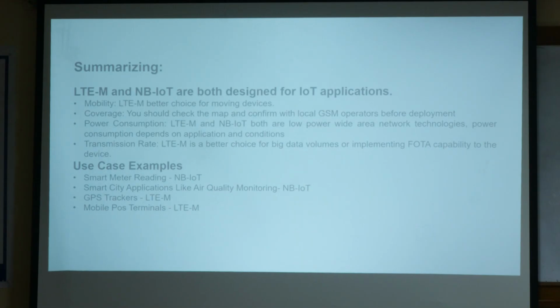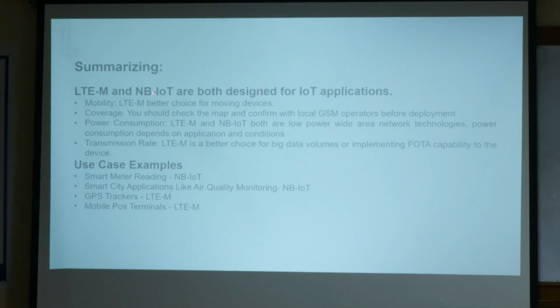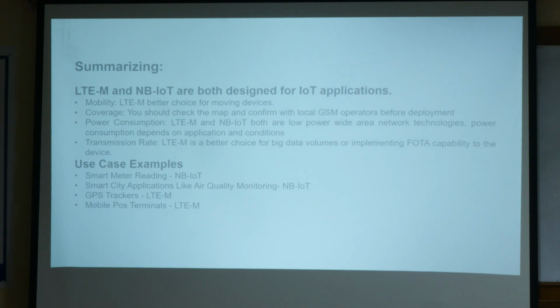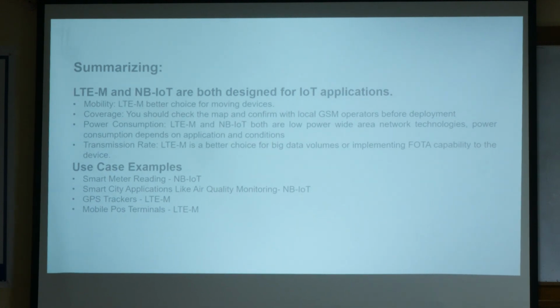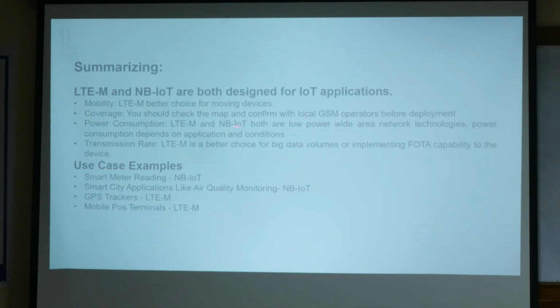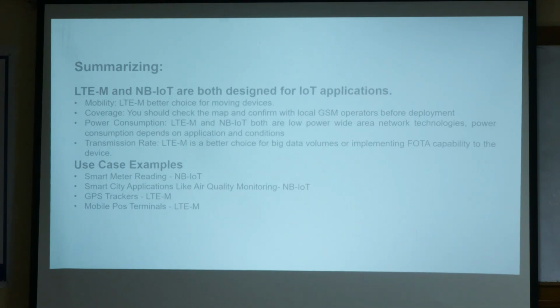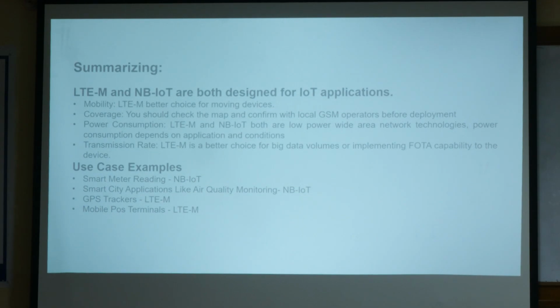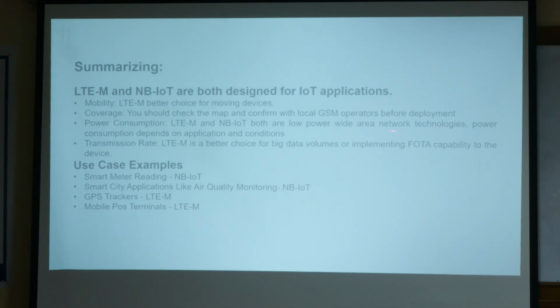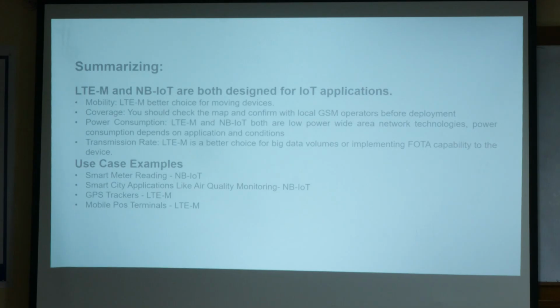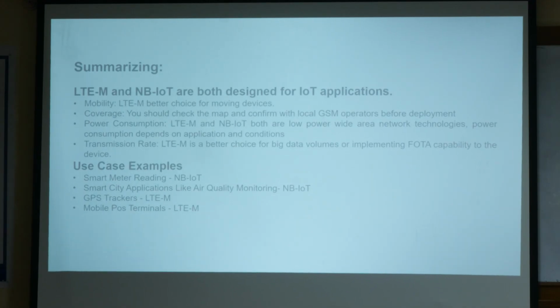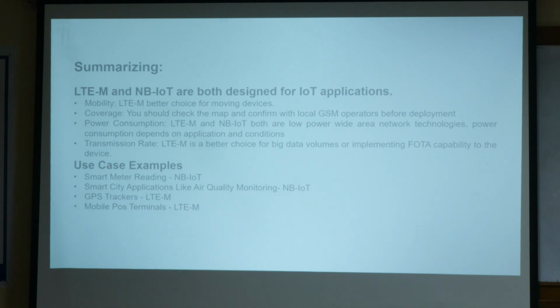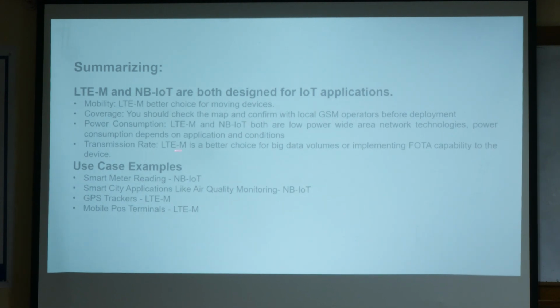So let me summarize this. LTE-M and NB-IoT are both good for IoT applications, and for mobility, LTE-M is the better choice. If you have coverage, GSM is the best one because the GSM towers are always there, they can cover the complete city, already there, and we need not deploy new things for coverage. Power consumption, both are good, low power only, both are saying 10 years, right? And transmission rate, LTE-M is better than NB-IoT because you have megabits of data rate and this is only kilobits. So this is a small summarization of what we have seen.